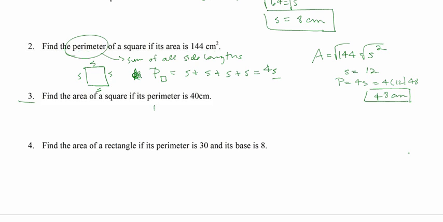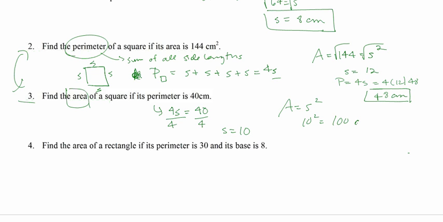Number 3, find the area of a square if its perimeter is 40 centimeters. So let's see, perimeter for a square we already know is 4s, and this time we know the perimeter is 40 centimeters. It's basically the backwards problem to number 2. We'll isolate s by dividing by 4 on both sides and get s equals 10. Now they don't want just s, they want the area. Area equals side squared, so that's 10 squared or 100 centimeters squared.